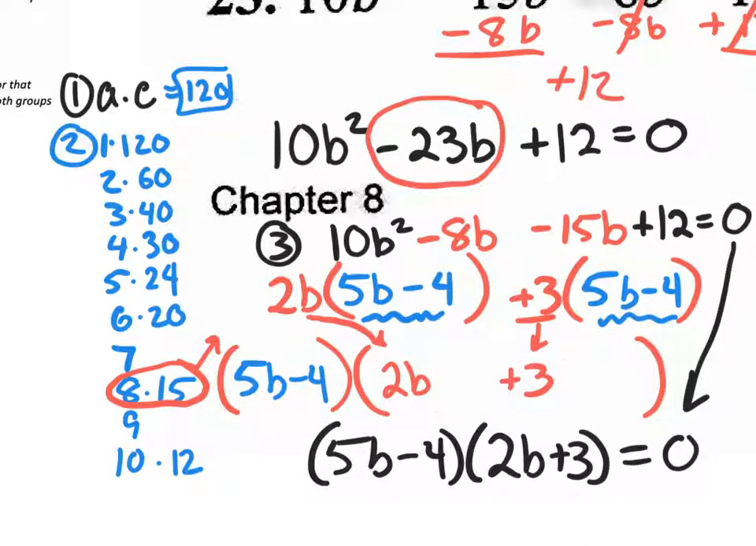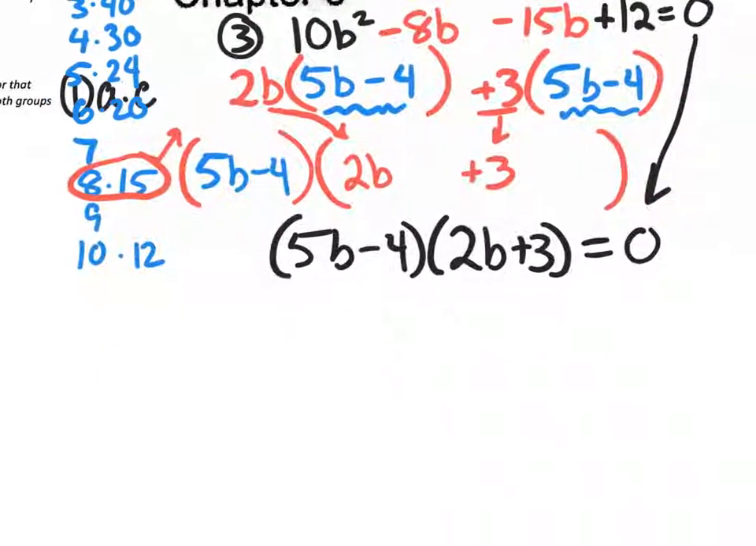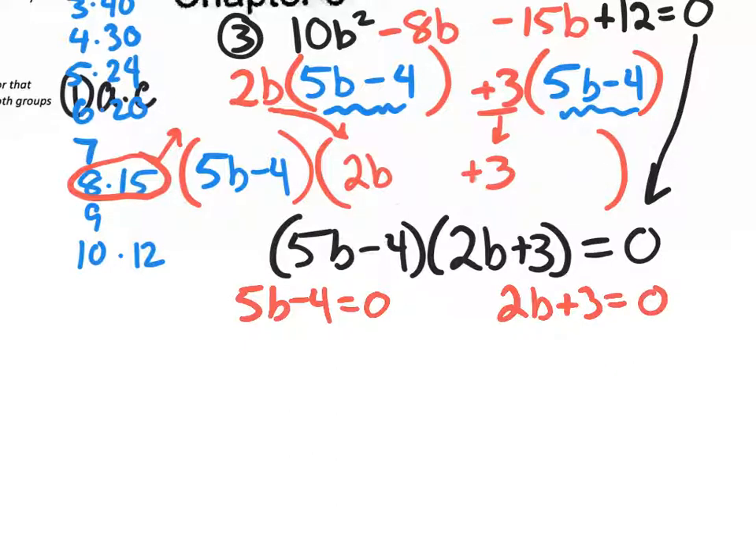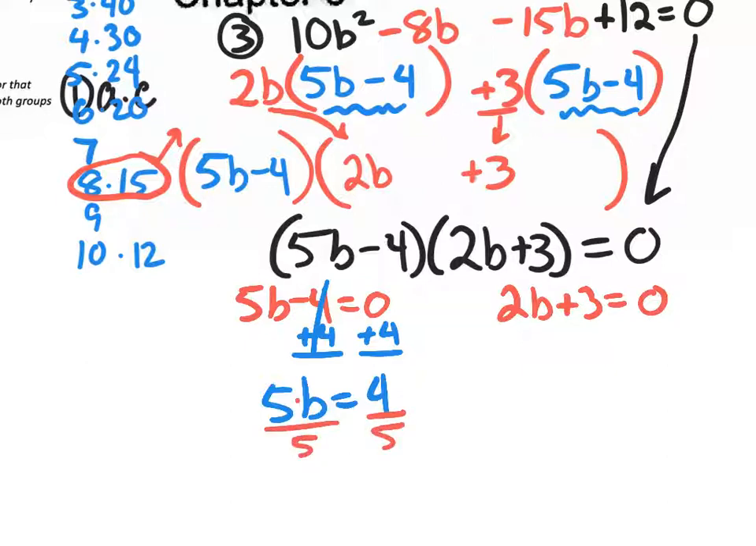And now that we have an equation in factored form, now we could actually split them with the zero product property and say 5b minus 4, that could be 0, or the 2b plus 3, that could also be 0. And we're going to solve both of them. On the left equation, I go plus 4, plus 4. So we end up with 5b equals 4. Final step would be to divide by 5. So b does equal 4/5.